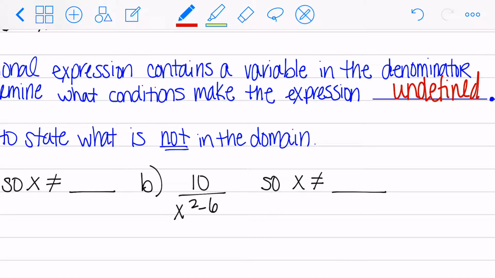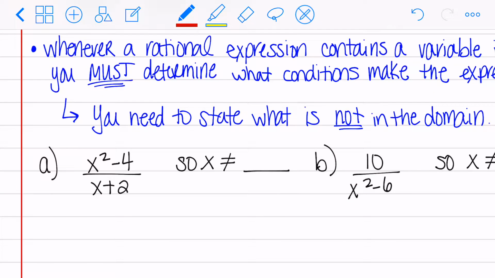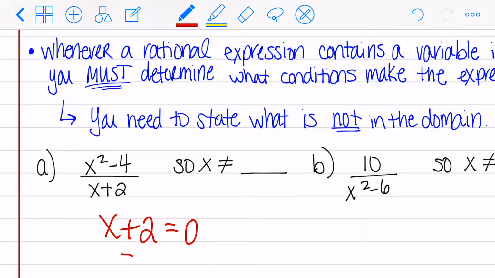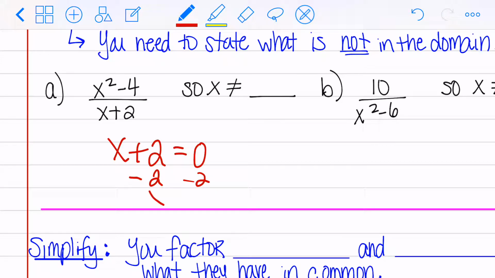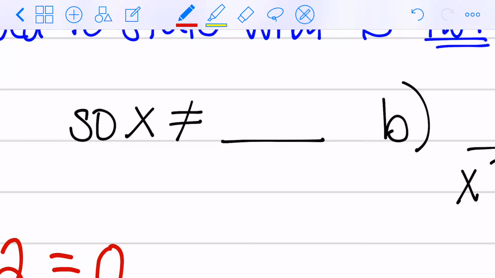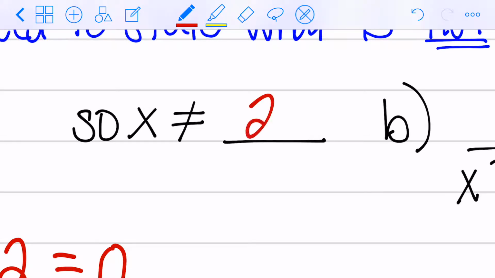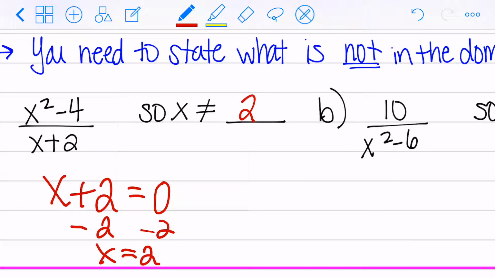So let's go back to those examples that I gave you earlier. Look at this one. It says x squared minus 4 over x plus 2. You take the denominator and ask, what would make that equal 0? Well, if you subtract the 2 over, then x would equal negative 2. So if it equals that, it's going to be undefined. So x cannot equal negative 2.